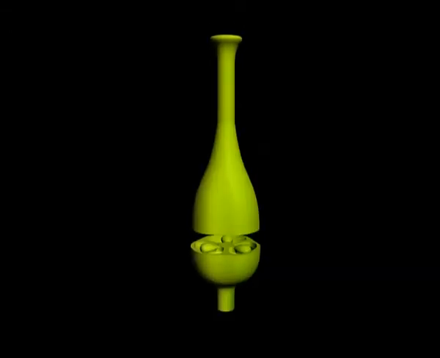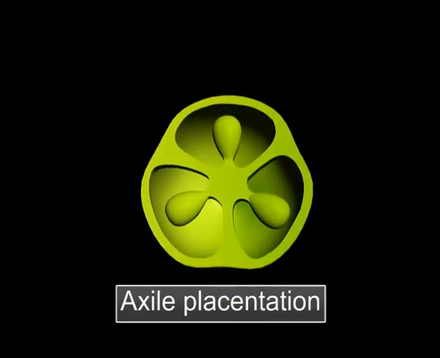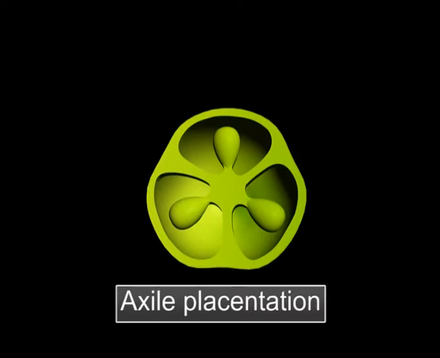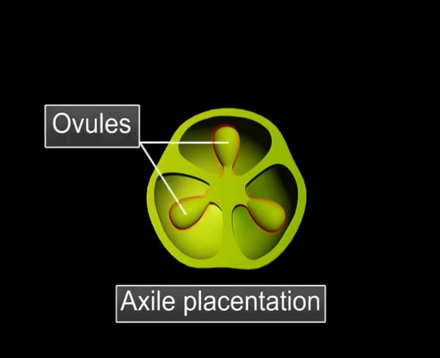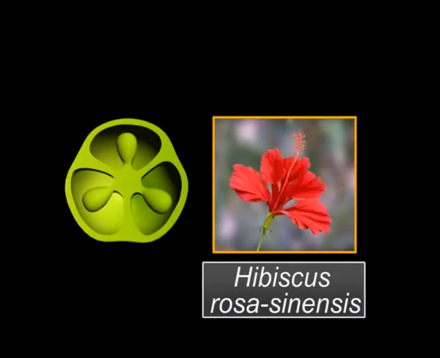The next type of placentation is axile placentation. This type of placentation is common in bi or multicarpellary, multilocular ovary. Axile placentation shows chambers with the ovules attached in the center on the placenta in each locule. It means the septa divide the ovary into two or more locules. Hibiscus rosa-sinensis possesses this type of placentation.